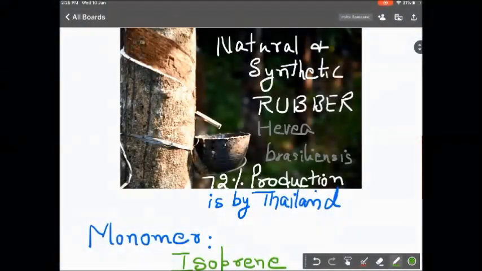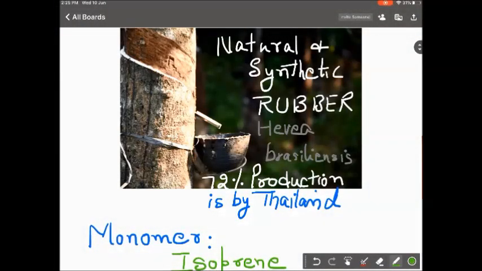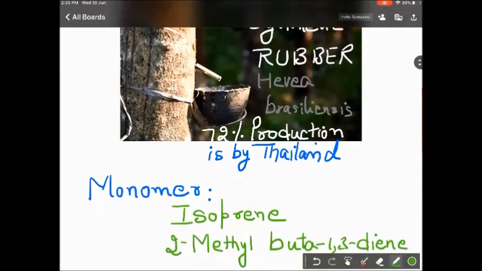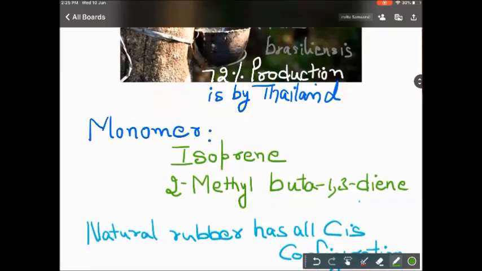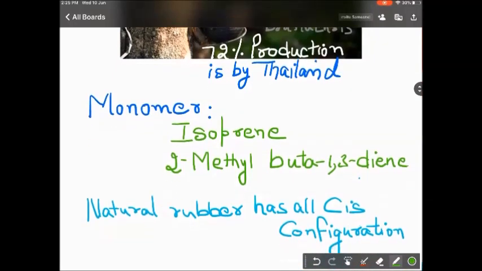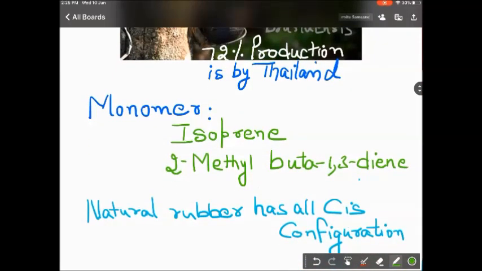Today we are discussing polymers, natural and synthetic rubbers. Rubber is a material that is obtained from a rubber plant having the scientific name Hevea brasiliensis. 72% of the production of rubber is in Thailand, so we can say that the highest production of rubber in the world is in Thailand, although other countries like Brazil also produce a good amount of rubber.